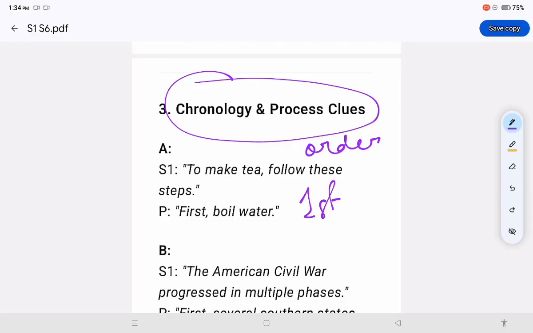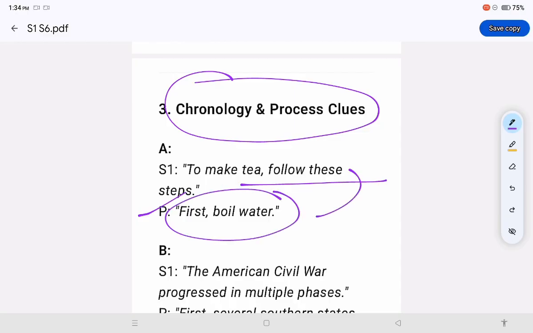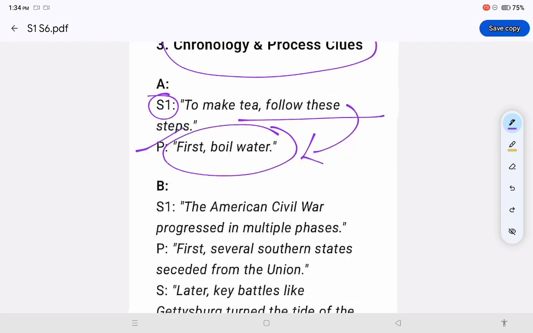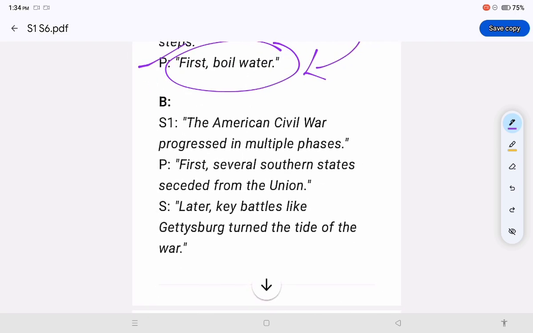Now this is a very common example which usually happens and you can look into it. To make tea, follow these steps. First, boil water. So it is very obvious that this particular sentence has to come after sentence 1 has been told. This is the easier example. For a complicated example, let's see. The American Civil War progressed in multiple phases. First, several southern states seceded from the Union. Later, key battles like Gettysburg turned the tide of the war.